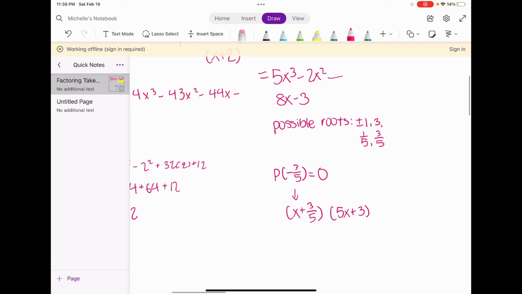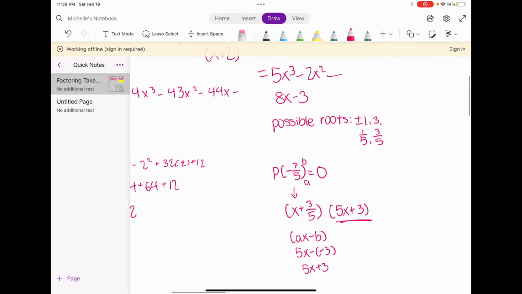We know that the root is written in the format b over a, so we can refer to -3 as b and +5 as a, and we know that the factor is written in the format ax minus b, so we plug in a here, we get 5x minus b is -3, so 5x minus -3, which ends up being 5x plus 3. So yeah, that's our factor.